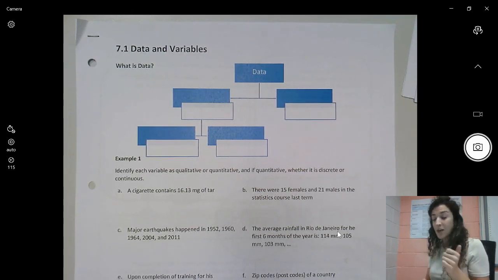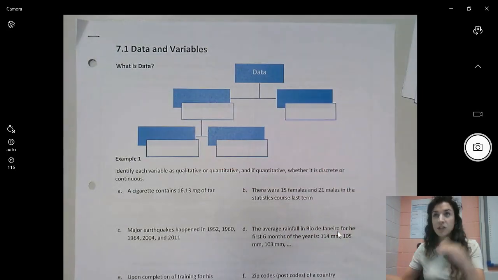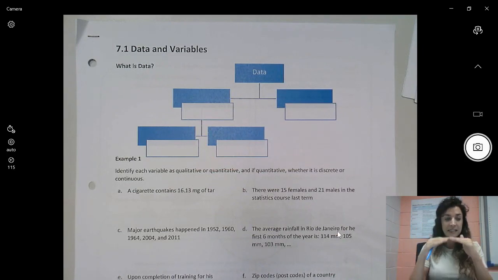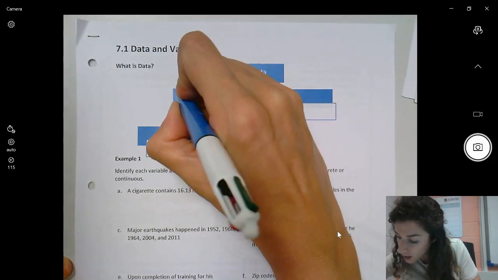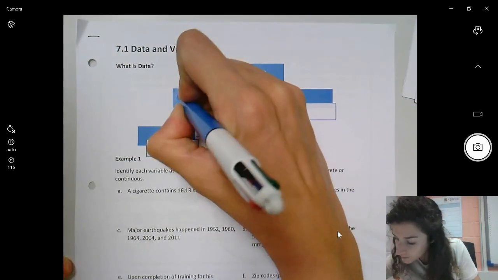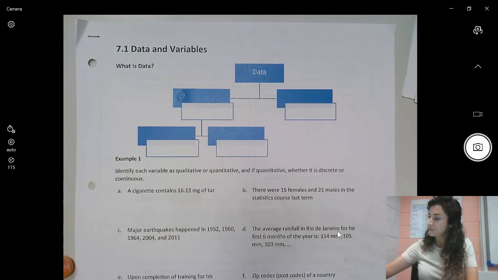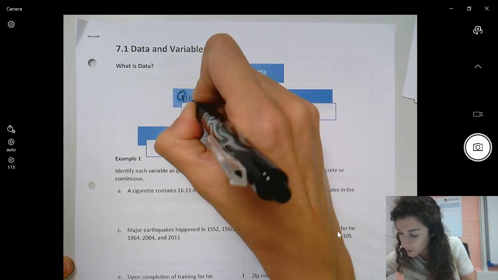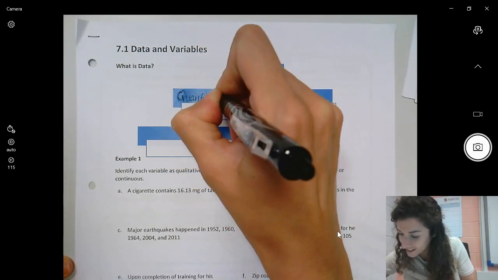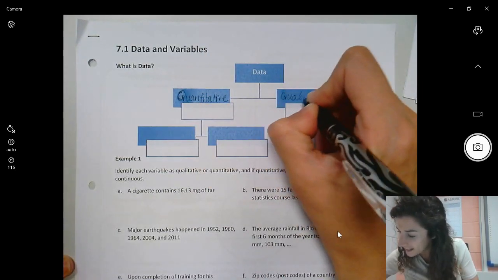So first things first, with this lesson, we're going to talk about data and what is data. We've got this general umbrella of an idea of data. And our first subcategory of data is quantitative versus qualitative. So quantitative, and qualitative.